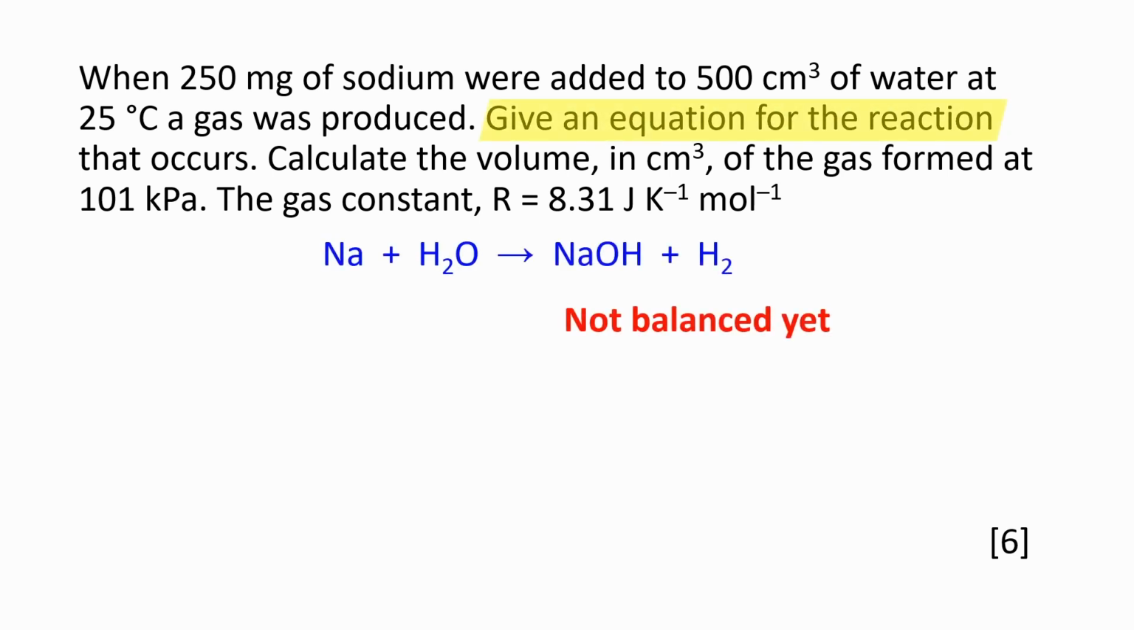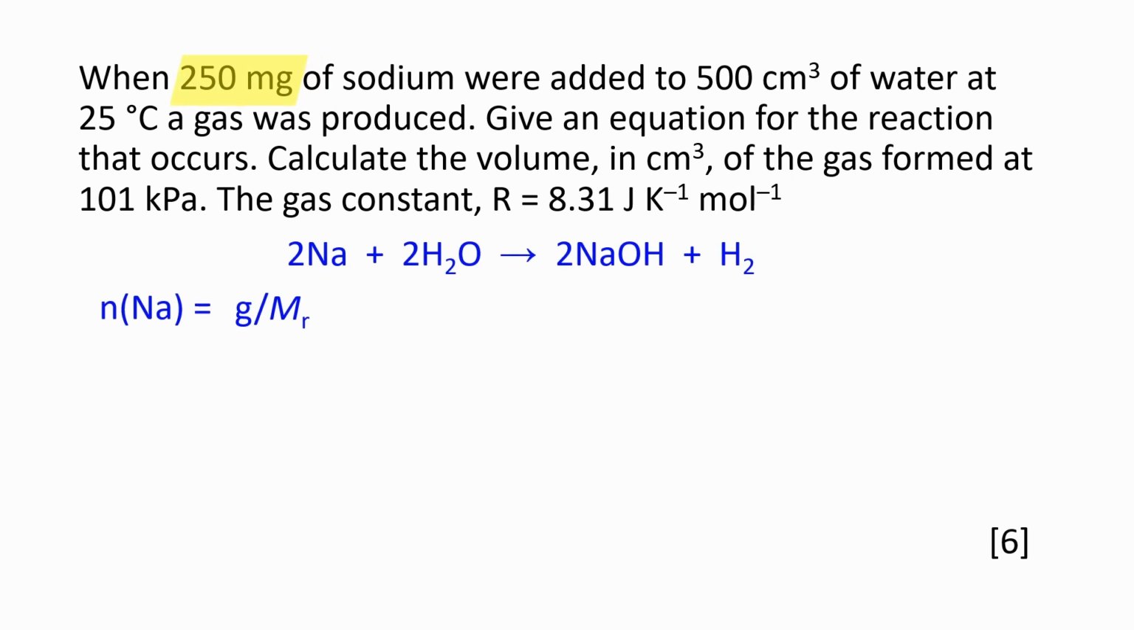First, let's get the balanced equation. Sodium will react with water to produce sodium hydroxide and hydrogen. Knowledge of the diatomic elements and the charge on ions will enable you to work out the formula for the reactants and products. Next, we have to balance the equation.